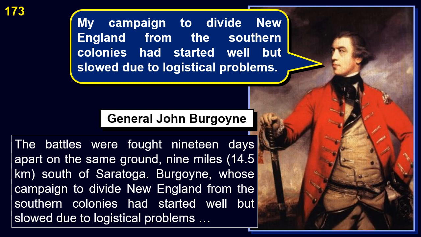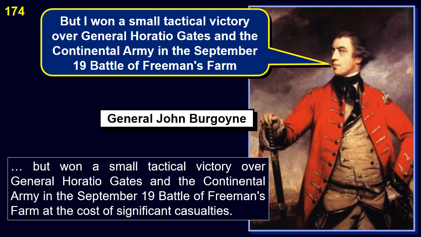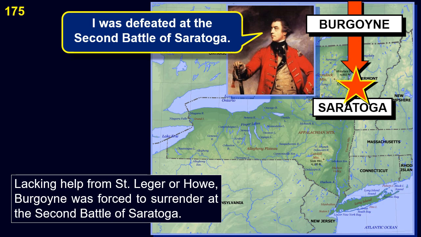Burgoyne, whose campaign to divide New England from the southern colonies had started well but slowed due to logistical problems, won a small tactical victory over General Horatio Gates and the Continental Army in the September 19th Battle of Freeman's Farm at the cost of significant casualties. Lacking help from St. Leger or Howe, he was forced to surrender at the Second Battle of Saratoga.